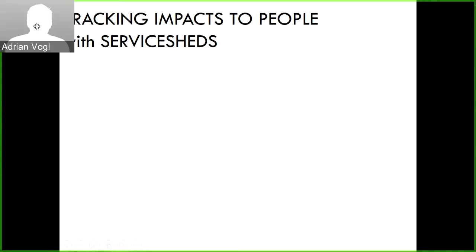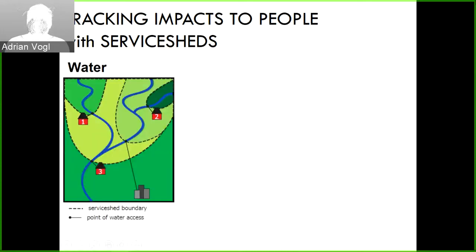So we mentioned different kinds of metrics, and the social metrics were not used in Uganda, but I want to take a moment to talk about different ways to conceptualize tracking impacts to people. One concept that we use a lot in our work is the idea of service sheds, which is a spatial area that provides a particular service to a particular set of people or communities.